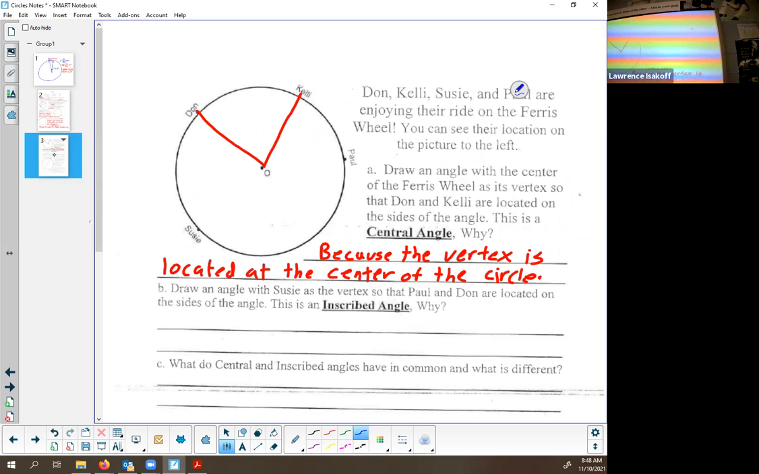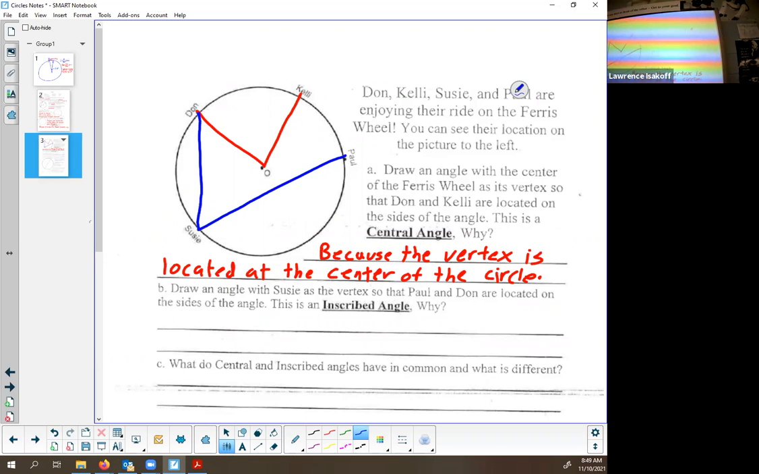Okay, now the next one's a little tougher to figure out why we call it that. Now it says draw an angle with Susie as the vertex, and then I'm going to go from Don to Paul after visiting Susie. This is what we call an inscribed angle. Where's the vertex located on this inscribed angle? Is it at the center? It's the edge of the circle. So an inscribed angle has the vertex on the edge of the circle.